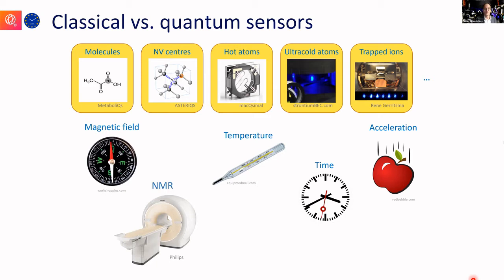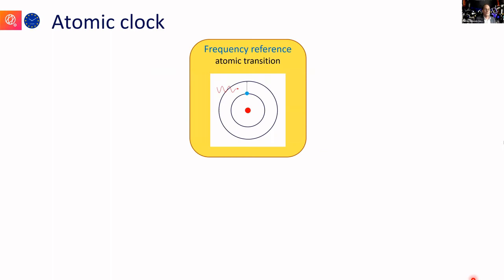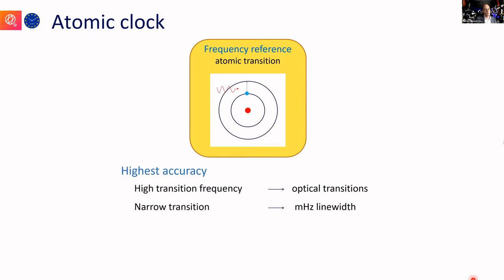So if you want to build the best atomic clock in the world, then you have to carefully choose the atomic transition you use, your clock transition. It should have a high frequency, so it should be an optical transition, and it should have a narrow linewidth, millihertz would be nice. And you want to get a large signal out of your atoms, so you should use many atoms, but they may not disturb each other. So you should use a gas of individual atoms.